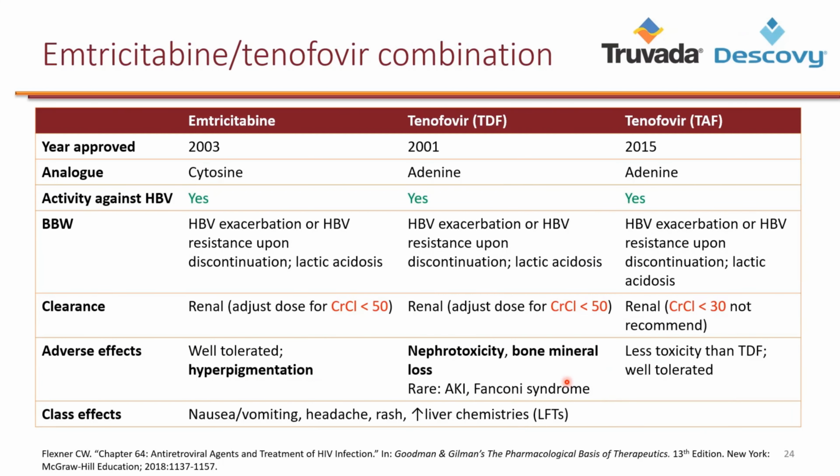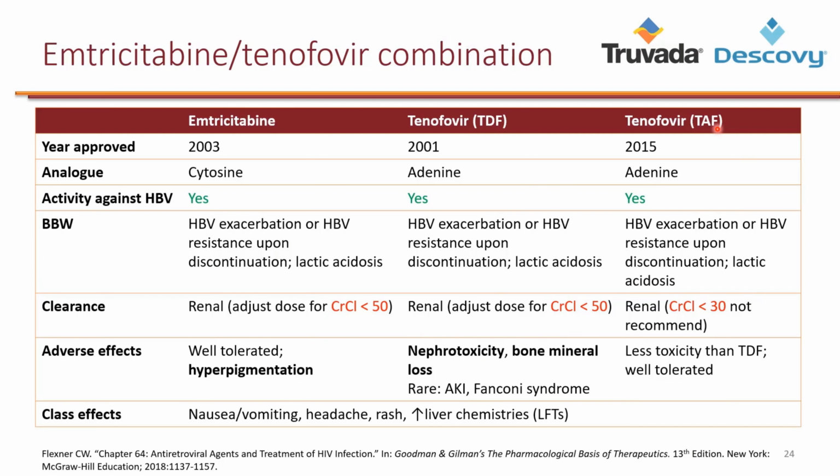Now, when it comes to the other combinations for the backbone, we have either Truvada or Descovy. So Truvada was there first, which is a combination of emtricitabine and tenofovir disoproxil fumarate. And both of these combinations cover hepatitis B, and of course they still have this lactic acidosis black box warning, which all NRTIs do. And both of them are renally cleared, so creatinine clearance cutoff of 50 for these two.